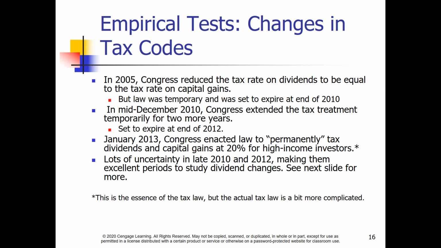Over time, the U.S. has changed the tax rate on dividends several times. In 2005, dividends were taxed at the same lower rate as capital gains. That expired in 2010 and then was extended to 2012. In 2013, dividends and capital gains were taxed at 20% for high-income investors. Between 2010 and 2012, there was lots of uncertainty about coming tax changes.